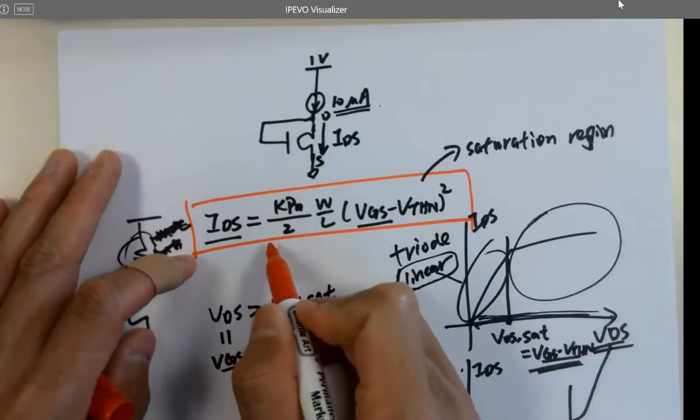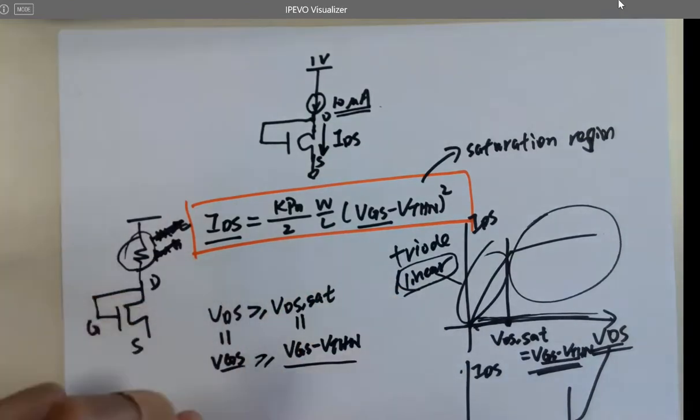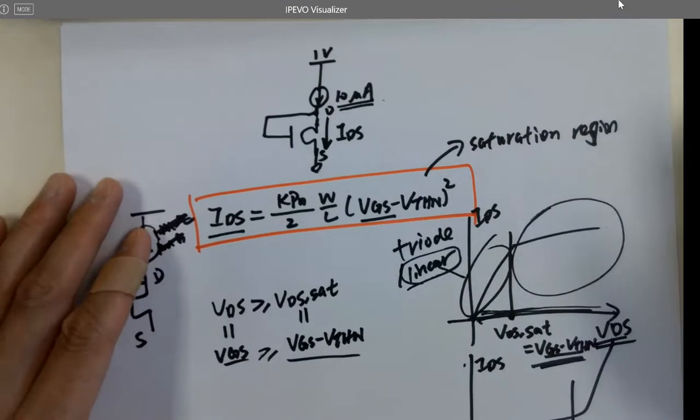So I can use this square law equation to calculate what? No, IDS is given.